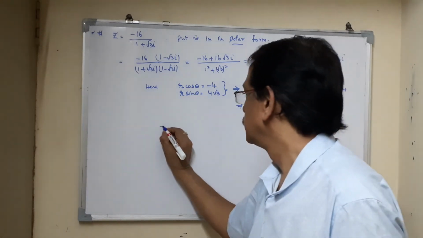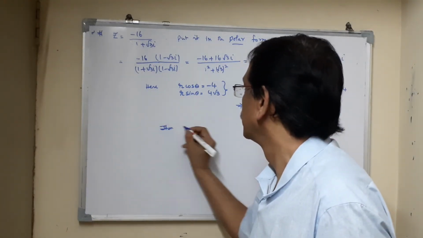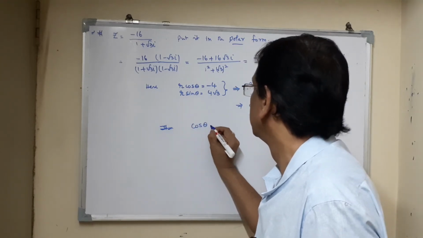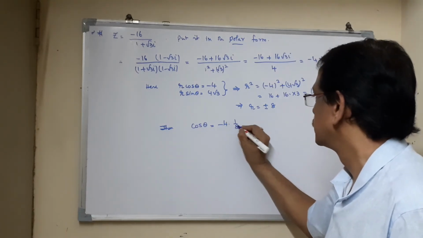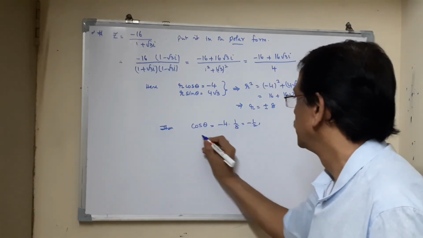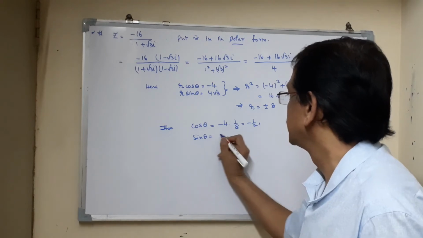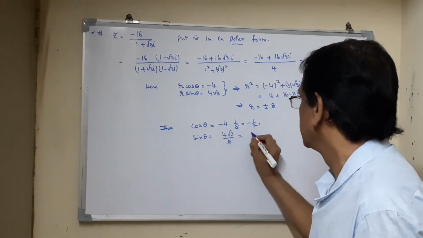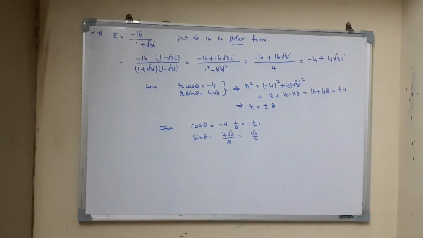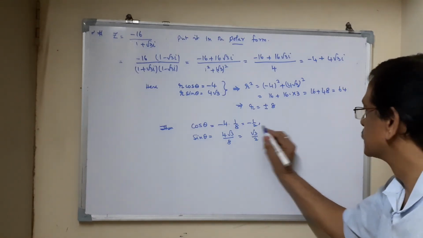Now, thus cos theta is equal to minus 4 by r. What is r? r is 8. So minus 1 by 2. What about sin theta? Sin theta is 4 root 3 by 8. That is root 3 by 2. Now observe carefully. Cos theta is minus half, sin theta is root 3 by 2. So they agree at. Look at this.